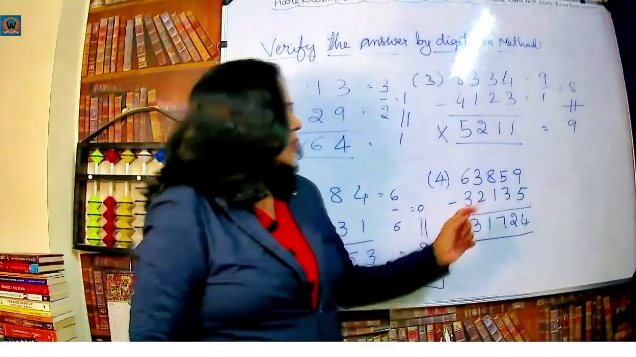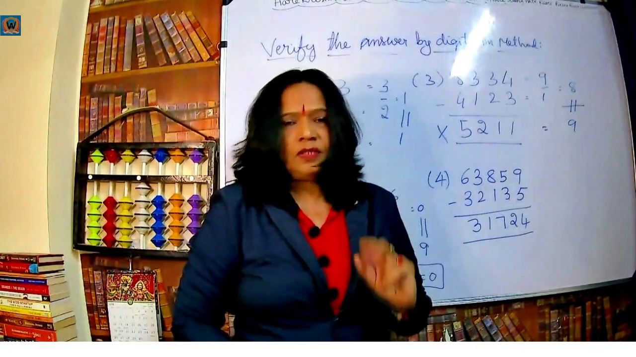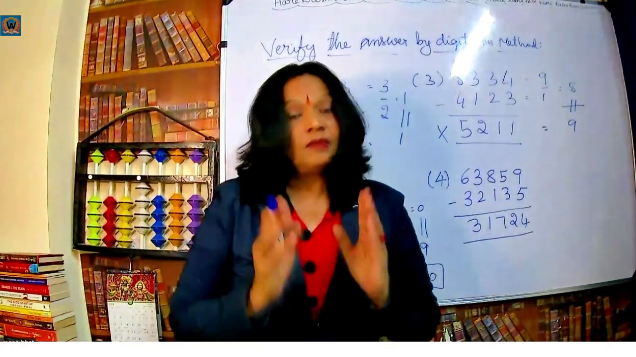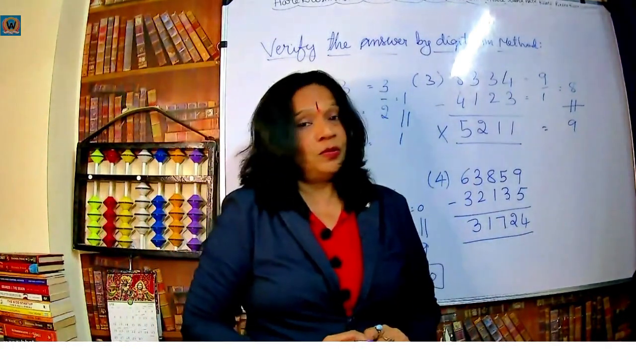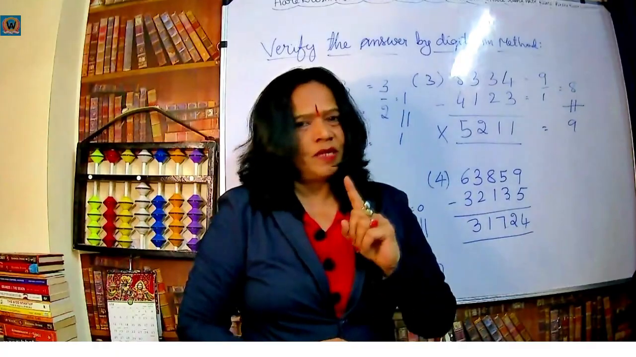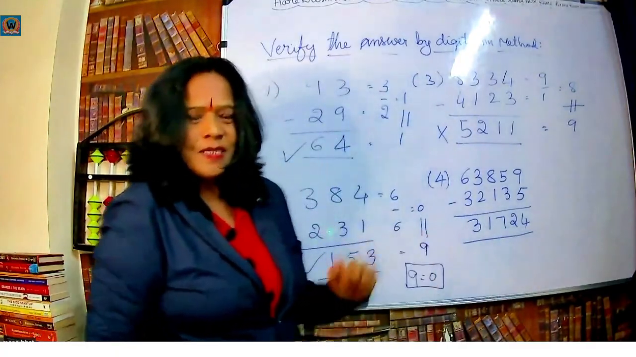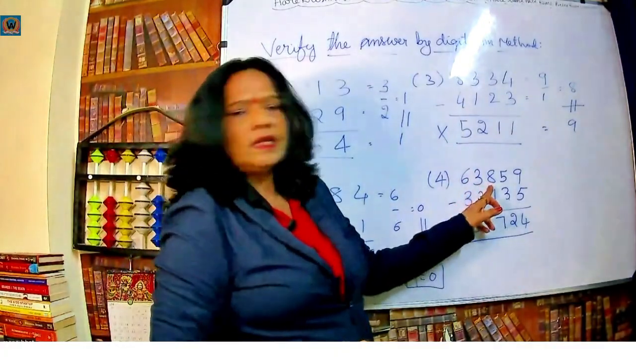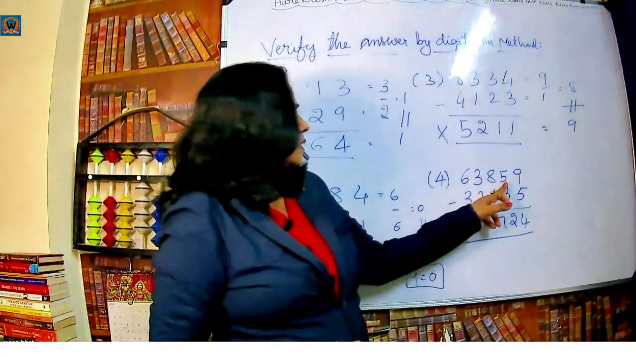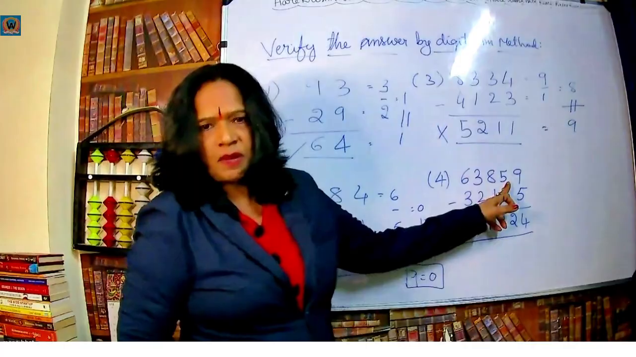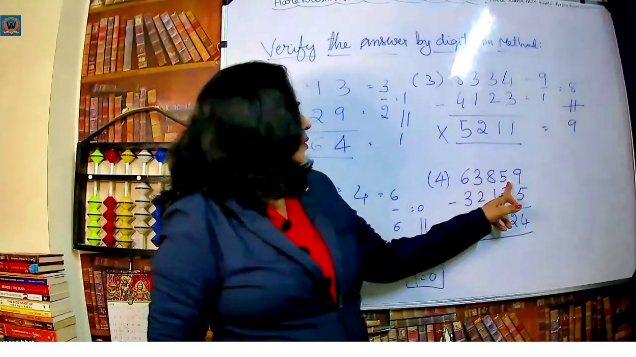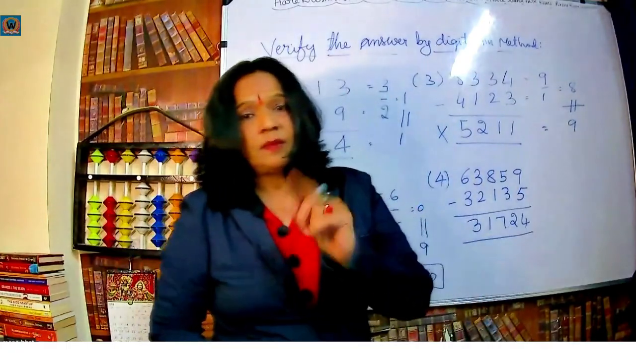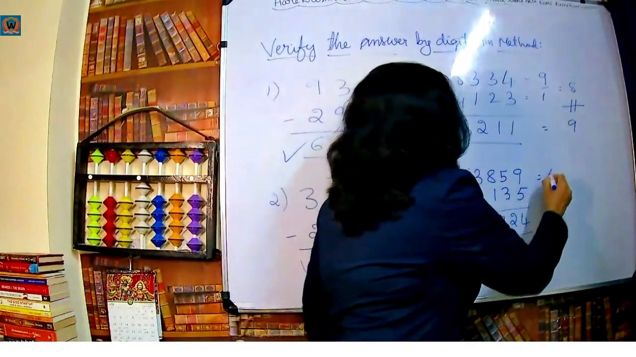63,859 and 32,135. So what is the answer given here? 31,724. We don't know whether it is correct or not. Very easily we can check it. See, 6 plus 3 is 9. 9 plus 8 is 17. 17 plus 5 is 22. 22 plus 9 is 31. 31 is 3 plus 1. That is equal to 4.